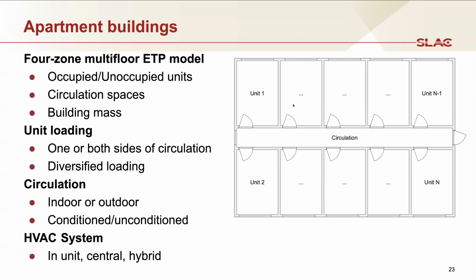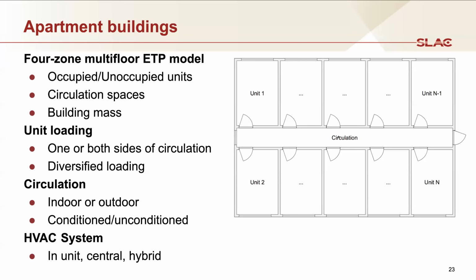The other thing that we have is that the units, unoccupied and occupied units, may be randomly arranged. We don't know necessarily how many units are unoccupied or which ones specifically are unoccupied. So the model does what's called diversified loading. And so it uses the fraction of occupied units and the fraction of unoccupied units to calculate the lumped parameter model. It does not attempt to model the individual units. That's kind of overkill for what Gridlab-D really needs.